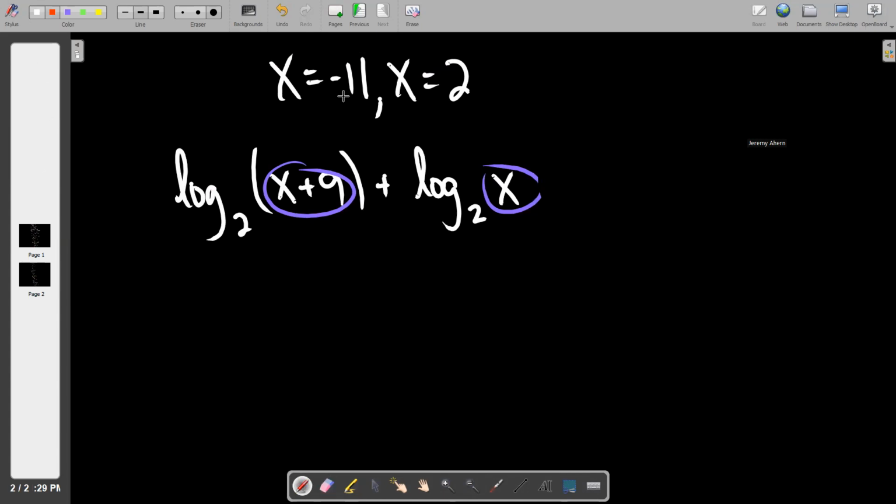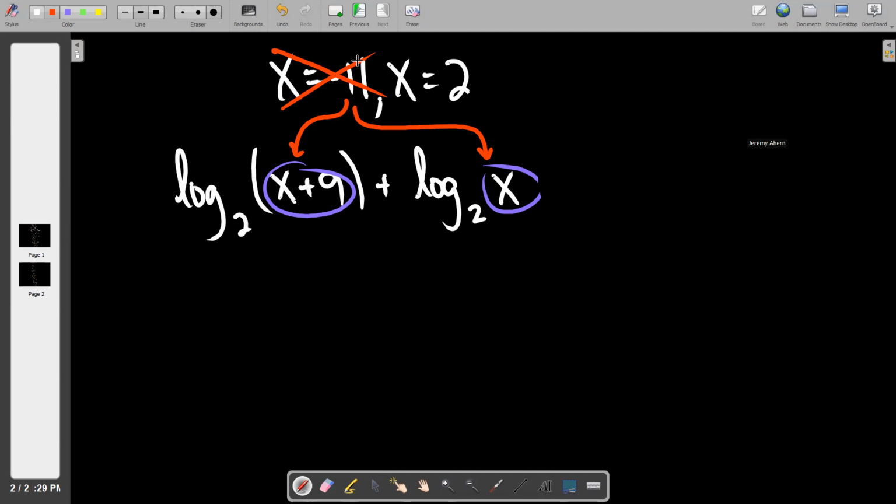If I take the number negative 11 and I put it right there, or right there, your log doesn't work. It's an interesting way to say that. Like it's undefined, isn't it? If I put negative 11 in the first one, negative 11 plus 9 is negative 2. And you can't have a log whose argument is negative 2. So we can take the answer negative 11 and hit it with a cross out like this.